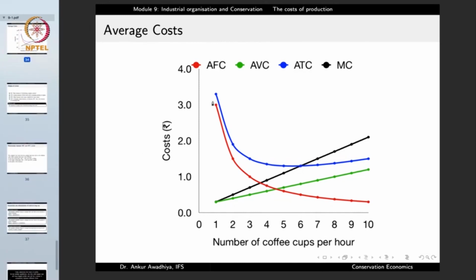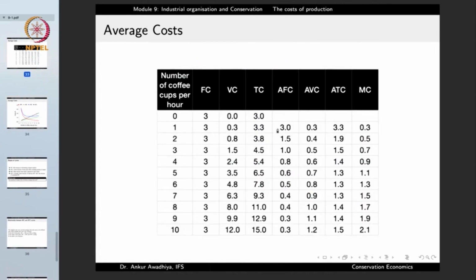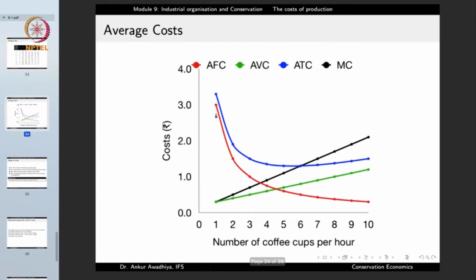Now the red curve is showing us the average fixed cost. The average fixed cost goes on decreasing. It decreases from 3 to 1.5 to 1.1 and so on. So it is going on decreasing, which is what we are observing here. But earlier the decrease is very large and later on the decrease is much less.